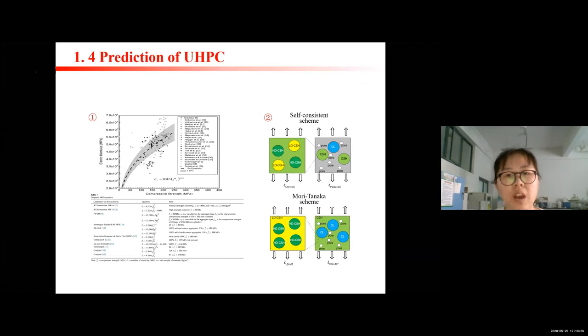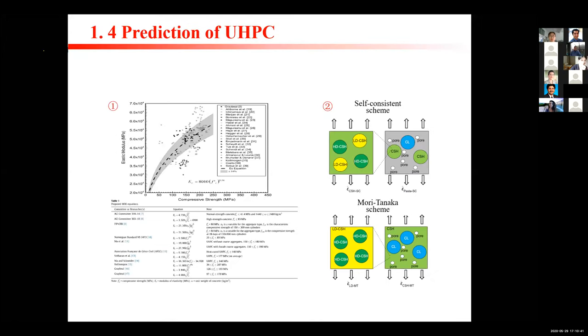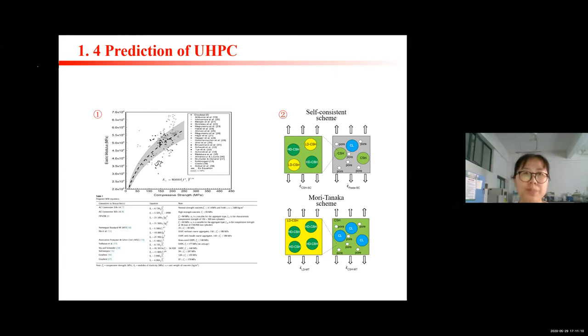Nowadays there are many ways to estimate the elastic modulus. One way is the empirical equation. The empirical equation is often fitted from the experimental results. Another way is using a prediction model, including the self-consistent scheme, Mori-Tanaka scheme, etc. However, the empirical equation is often too simple to consider the influence of composition, and the prediction model only considers the aggregate, but lacks consideration of other supplementary cementitious materials.